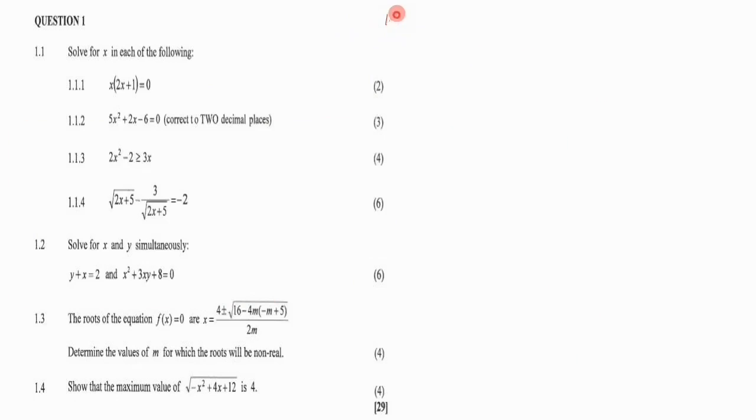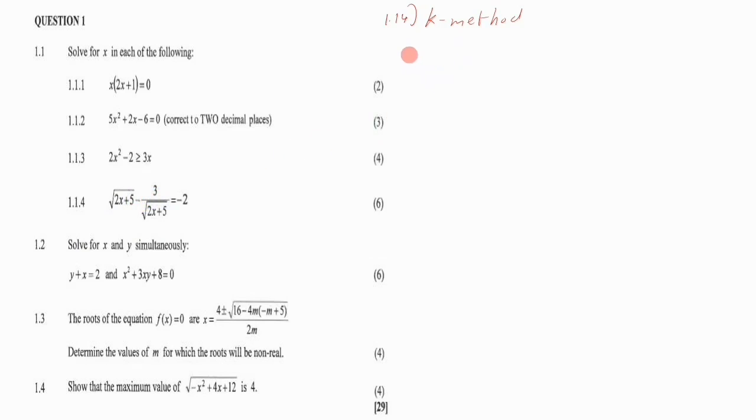Now, coming to 1.1.4, we are given root 2x plus 1 minus 3 over root 2x plus 5, is equal to -2. Now, at this point, we can see that this is in square roots, and then we can also see a fraction, which is a lot of confusion. Now, we have a method that we call the K method, which will come to our rescue when we have something like that. So we can see that it is complicated, and trying to solve this might be a bit of a challenge to most of you.